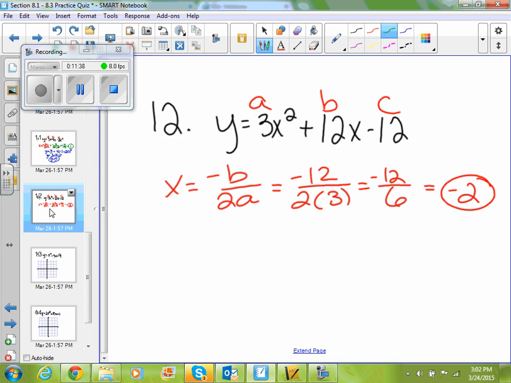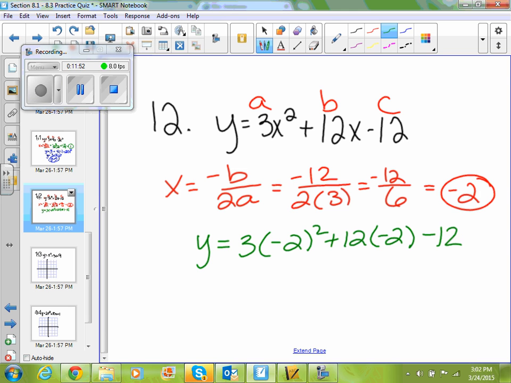Alright. Time, what do I do with that number now that I got it? Put it in all my x's, okay? So y equals 3 times negative 2 squared plus 12 times negative 2 minus 12. Okay, what's negative 2 squared? Positive 4. Any negative squared becomes positive. 4 times 3 is 12. What's 12 times negative 2? Negative 24. So 12 minus 24 minus 12. Negative 24. Very good.